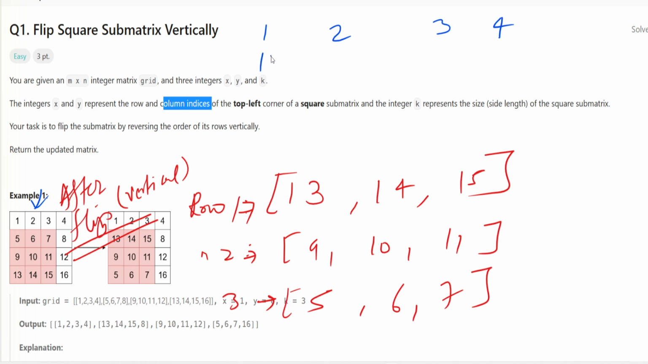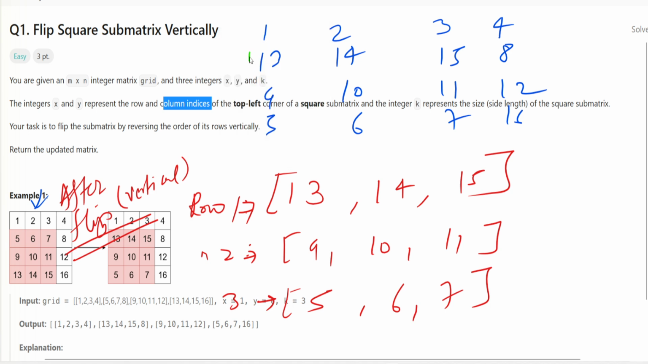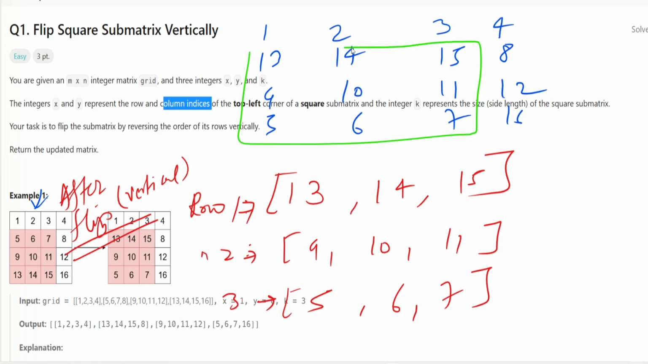After the flip, what have we created? 13, 14, 15 and 8 will remain. Then 9, 10, 11 and 12 will be the same, and 5, 6, 7 and 16. It means we have kept these values the same, and these values will be changed. So this is your output. As you can see here, this is your output. I hope you understand how we are going to solve it.